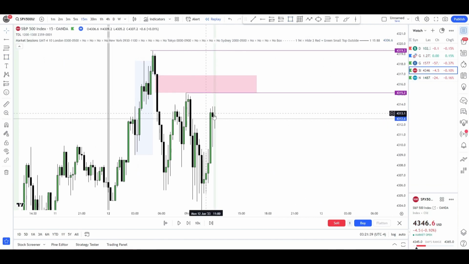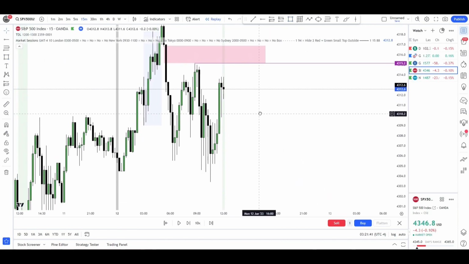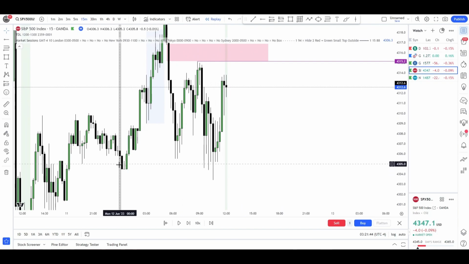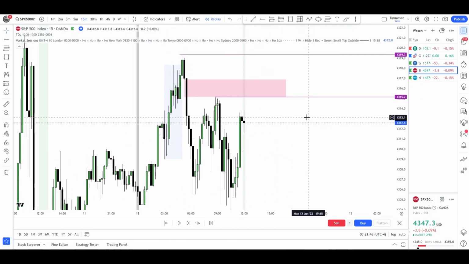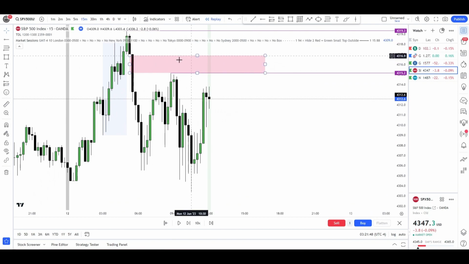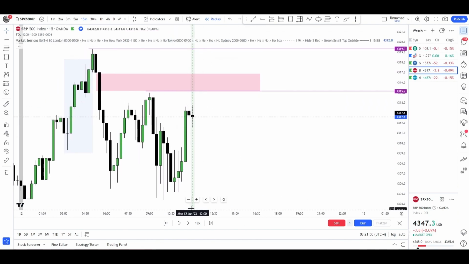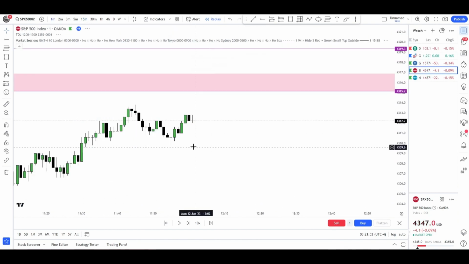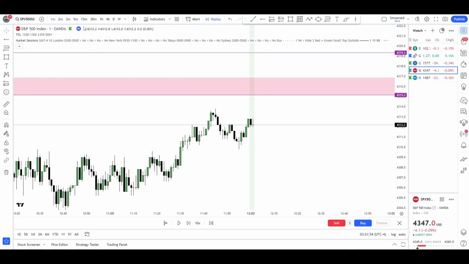So these are our draws of liquidity right now, because we can see lows have been taken out already in this session. So our main focus is these highs at the moment, but let's see what the market does after the lunch session has run.